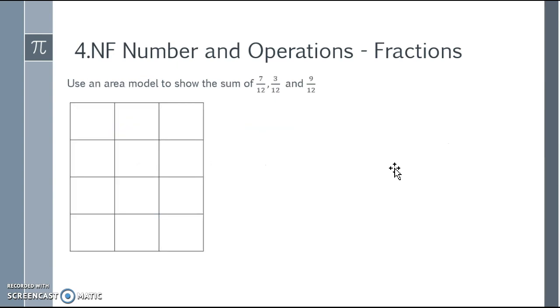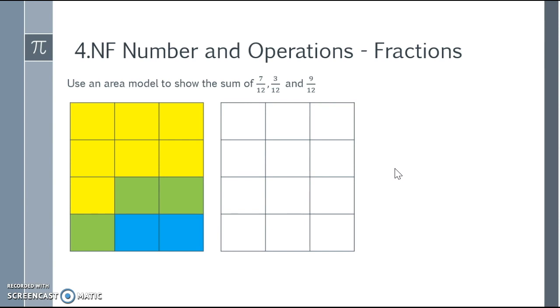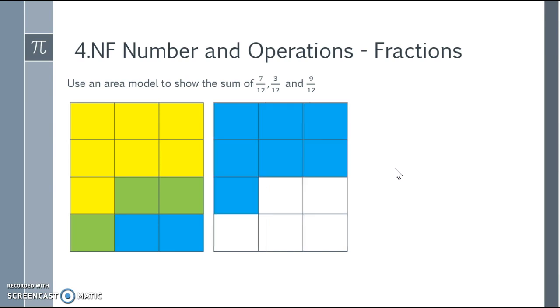Let's use an area model to show the sum of 7/12, 3/12, and 9/12. So I see I have an area model which is broken into 12 pieces. So I need 7 copies of 1/12 colored in, and I need 3 copies of 1/12 colored in as well. And further, I need 9/12 colored in, but I only have 2 left, which means that I need to bring in another set. So I have 1 full unit colored in, and I needed to bring in another one so that I could finish the remaining 7 copies of 1/12 being colored in.